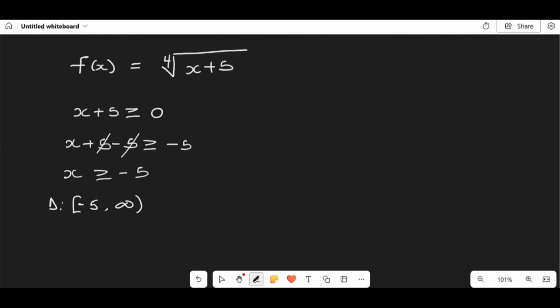Let us now find our range. Now we analyze what values f(x) can take, that is, the range. Let us plug in values of x that satisfy the domain: x equal to minus 5, minus 4, 11, 91.